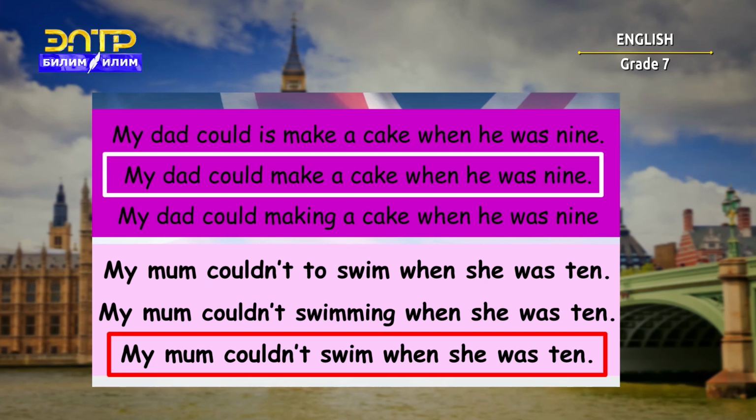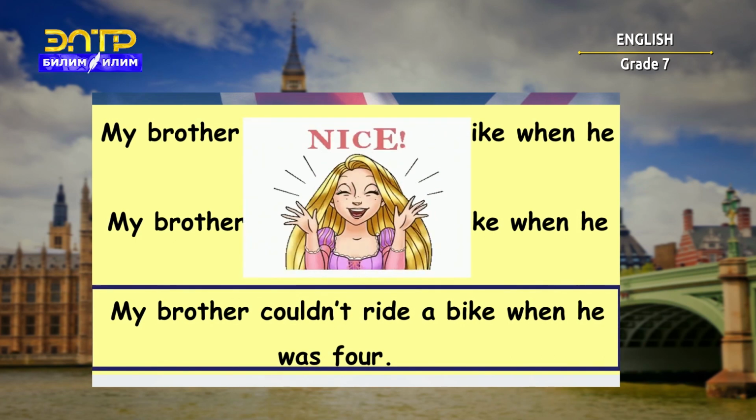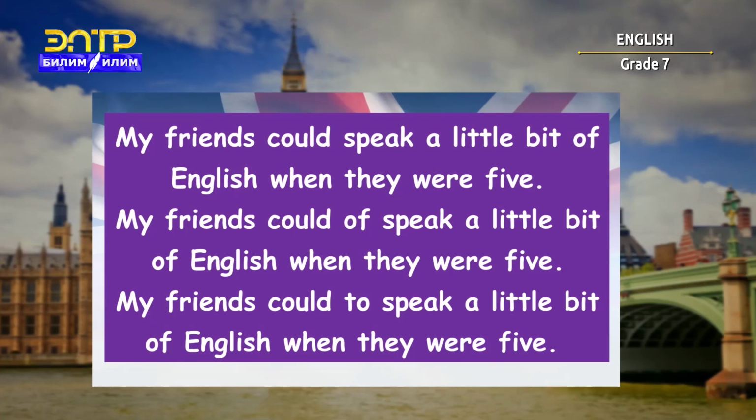Let's do the next one. My brother couldn't riding a bike when he was 4. My brother no could ride a bike when he was 4. My brother couldn't ride a bike when he was 4. And here the right answer is, good job, the third sentence. My brother couldn't ride a bike when he was 4. Good job. And let's do the last one.